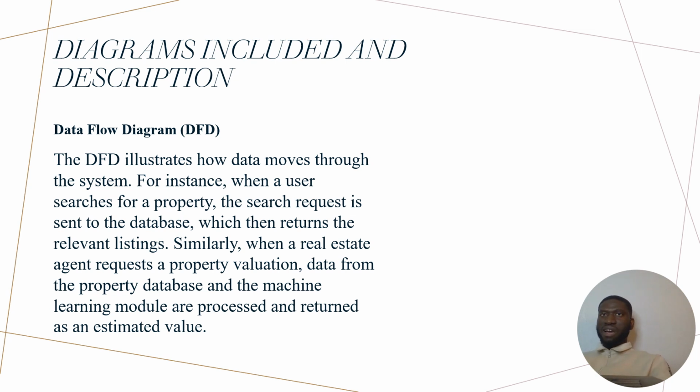There's a data flow diagram. The data flow diagram illustrates how data moves through the system. For instance, when a user searches for a property, the search request is sent to the database, which then returns the relevant listings. Similarly, when a real estate agent requests a property valuation, data from the property database and the machine learning model are processed and returned as an estimated value.